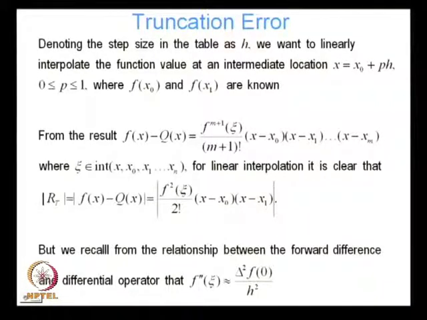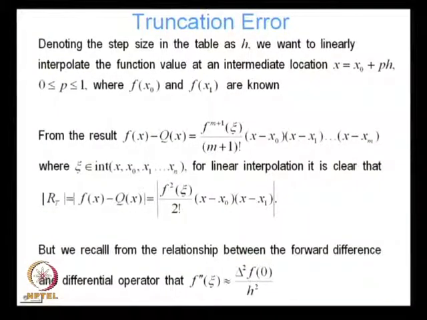For simplicity I am looking at a point between x0 and x1, but it can be anywhere in the grid. I want to find the function value at a point which lies between x0 and x1, at a distance ph from x0.